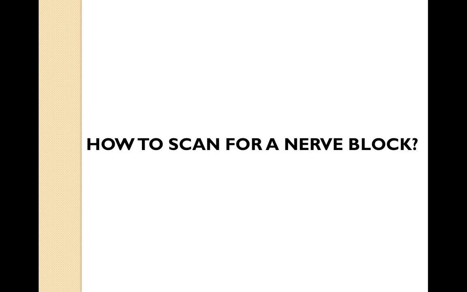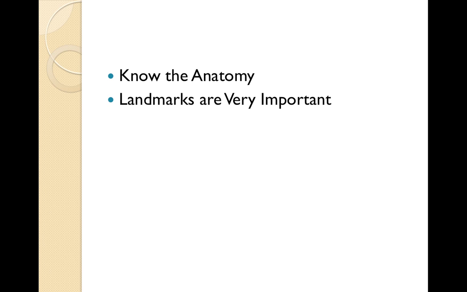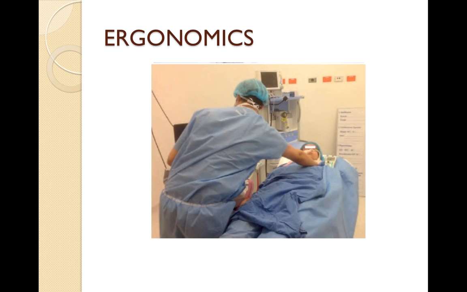So how to scan for a nerve block? Scanning is also very important. We should know the anatomy. Before starting any ultrasound guided block, you need to start reading anatomy books. Otherwise, you will fail. If you don't know anatomy, you can't give any ultrasound guided blocks, because you need to know what you will see. If you don't know, you can't see. And landmarks are also very important. It is not that with ultrasound you can do it wherever you want. You need to know landmarks. You have to put the probe on landmarks and then visualize the structure.